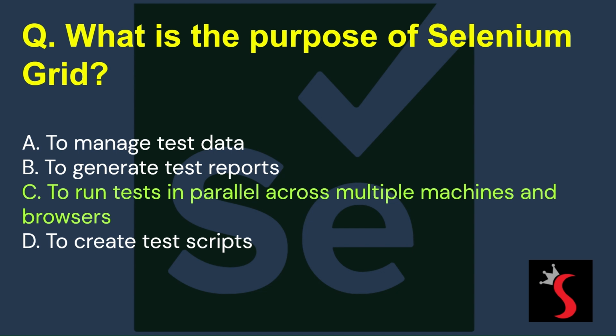You can use Selenium Grid to test on different browser versions. You can run a single test on multiple machines and browsers, which makes it easier to analyze and compare the results. Selenium Grid was designed to address the limitations of running tests sequentially on a single machine.